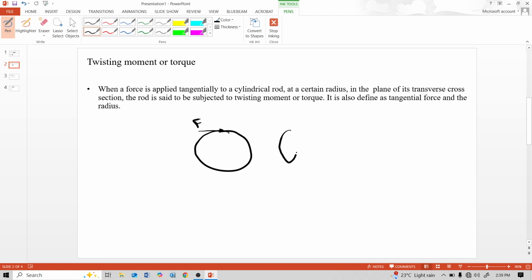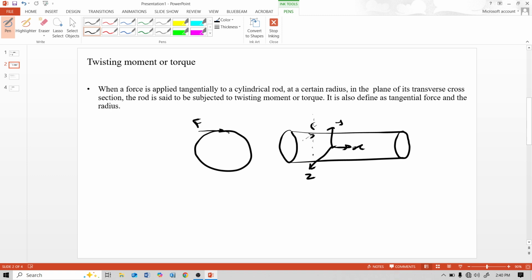That means this is the x-axis, this vertical is the y-axis, and the z perpendicular to this x-axis is the transverse axis, and this F acts like this. And we take the cross section here. The rod is subjected to twisting moment or torque. It is also defined as tangential force and the radius. So this is one terminology in this torsion concept, twisting moment or torque.